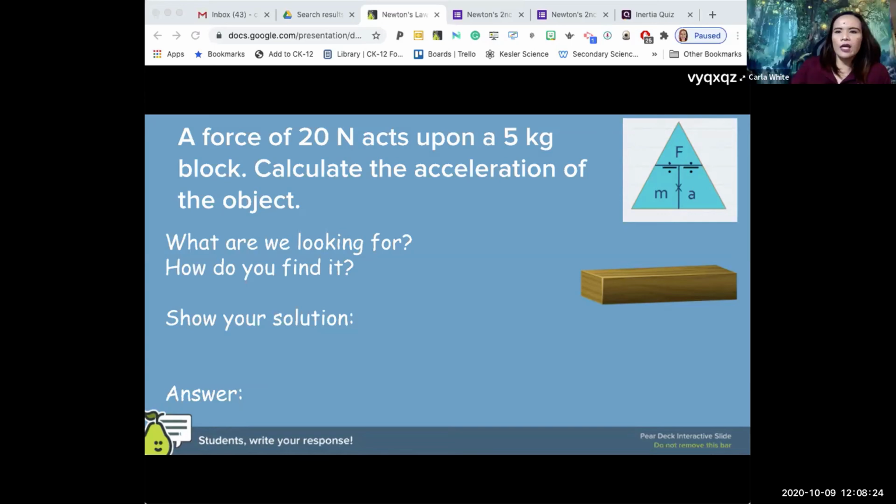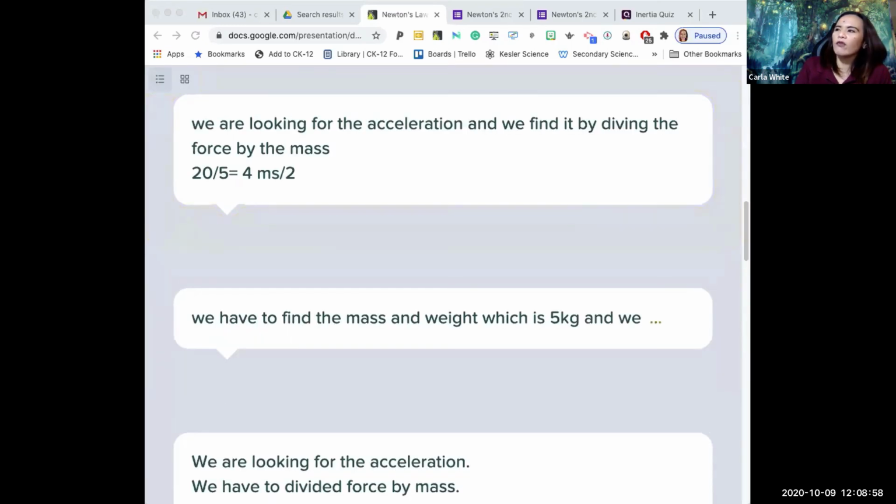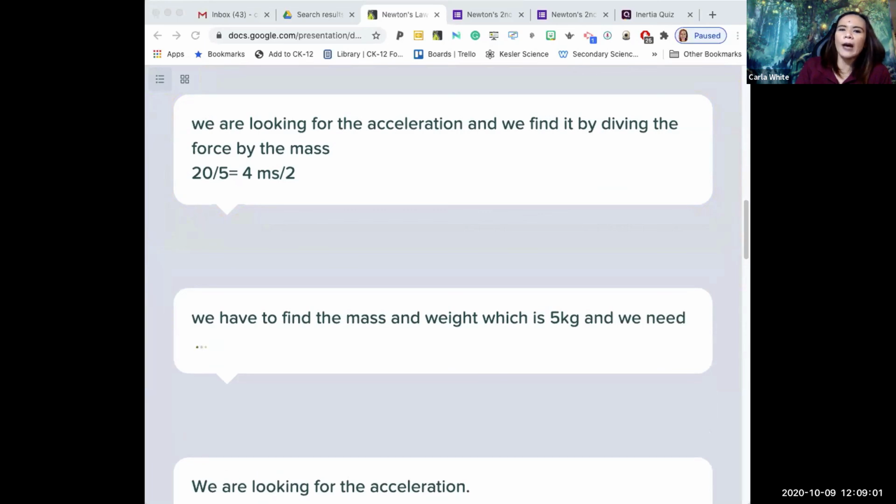All right, let's see our answers. We got 17 out of 22 people who've already answered. And some of you are zoning out, going somewhere else probably. Chase, Connor, Sirius, and Devin, you guys don't have any answers yet. All right, let's take a look at our answers. This time we are looking for the acceleration. We find it by dividing the force by the mass. And that is from Julian. It's 20 divided by 5. So the answer is 4 meters per second squared.